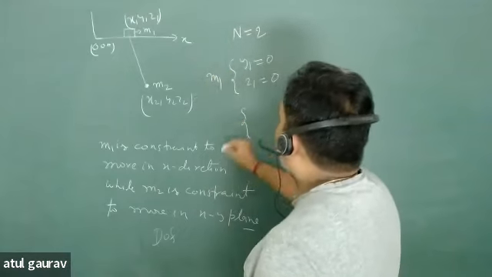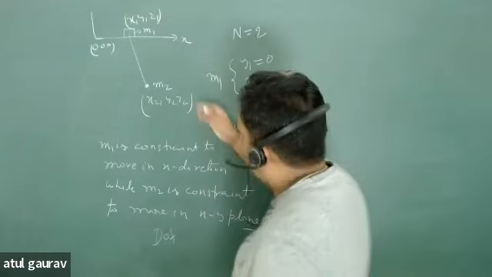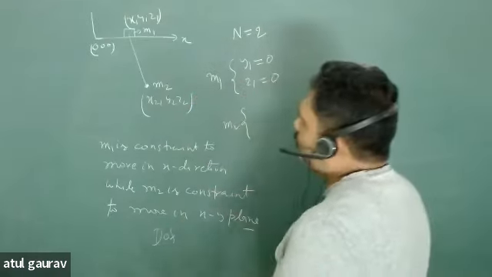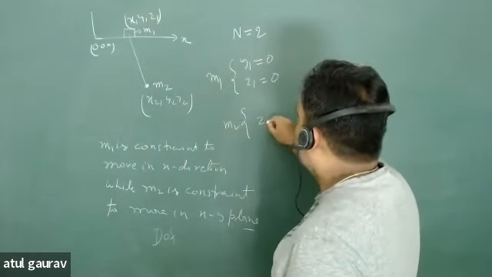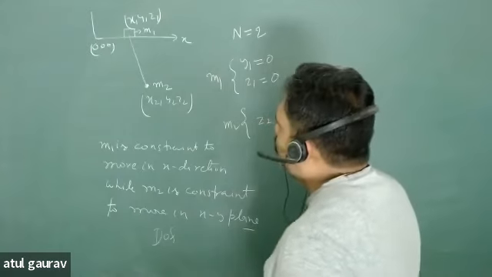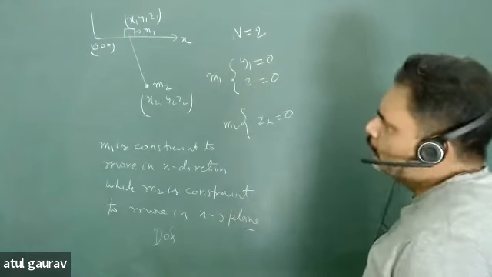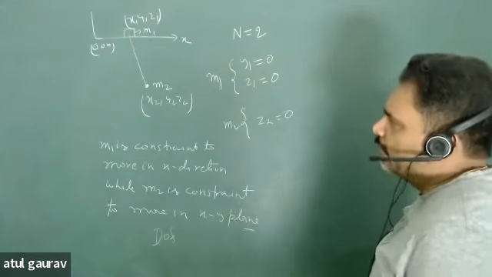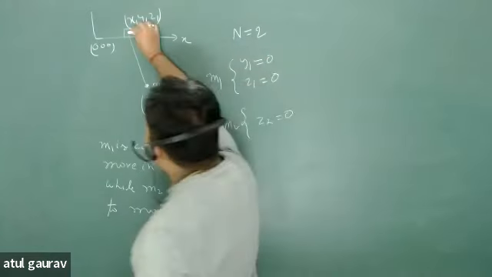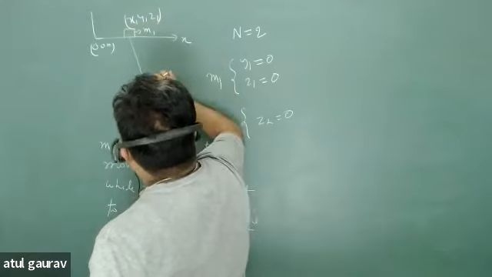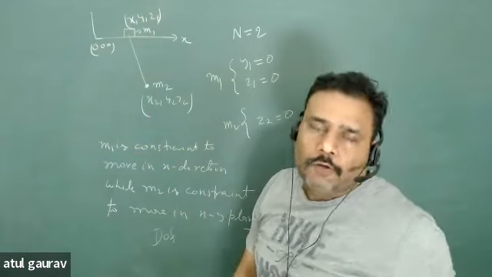Let's go for a separate story for M2. M2 is just moving on a plane, so Z2 is equal to 0. Is that the only story, or is there any more? Yes, sir. The length of the string. If this particle is moving, this particle is bound to move with it, isn't it? Why is it bound to move? Why?